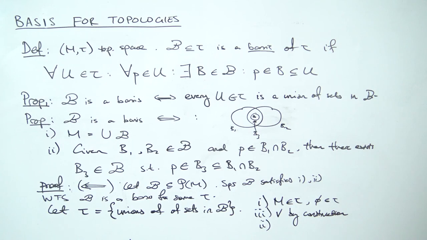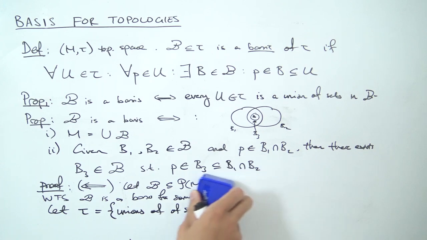And the last thing we need to do is check the second axiom for a topology. This one requires a little bit more work. So what I'll do is I'll actually get rid of all this. But essentially, once we've proven the second axiom, then we're basically done anyway.